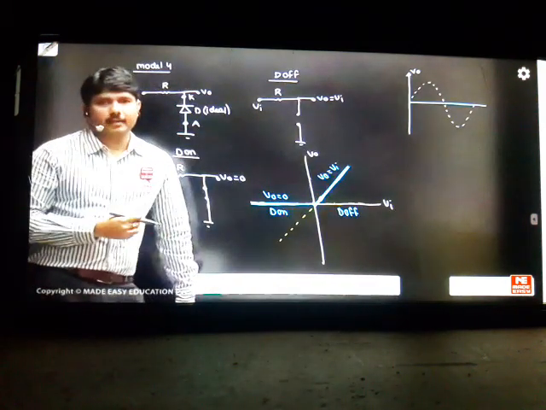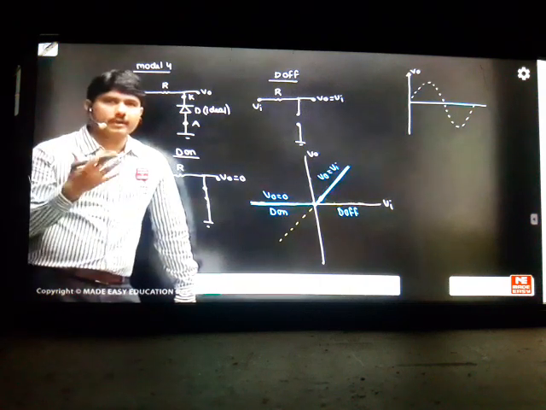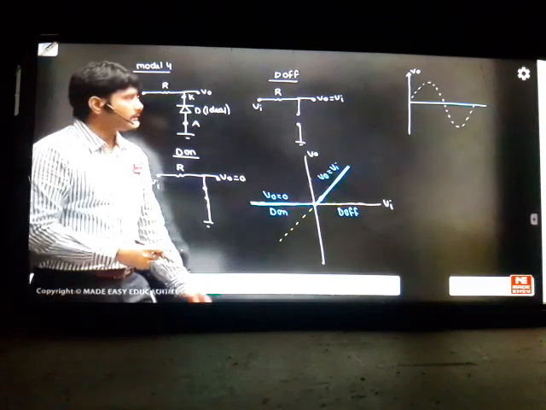Some students are confused about the output waveform. For them I'm telling again, the number of times I'll repeat today, the number of questions I'll repeat the same thing. If you are a slow student and your mind is slow to understand things, somewhere in the first class it has to start in your mind. Okay? So this is the waveform.